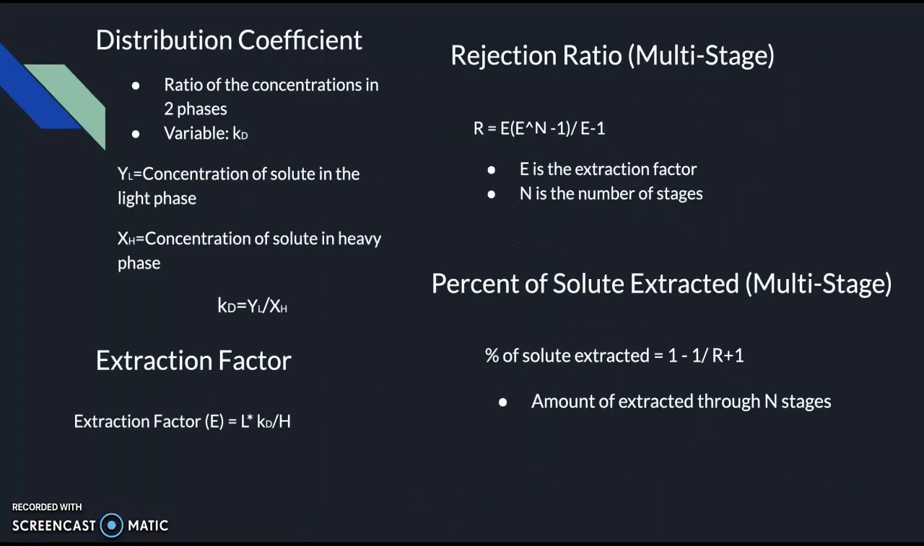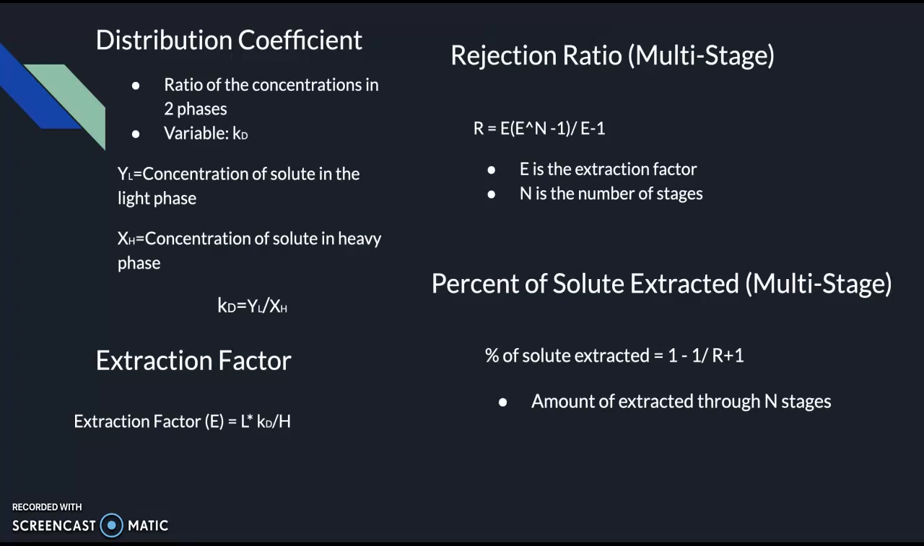Some of the equations we have are the distribution coefficient and the extraction factor, which can be used when solving single and multi-stage extraction problems. And we also have the rejection ratio and the percent of solute extracted, which can only be used for multi-unit processes. The distribution coefficient is the ratio of the concentrations of solute in the light phase, YL, compared to that in the heavy phase, XH.